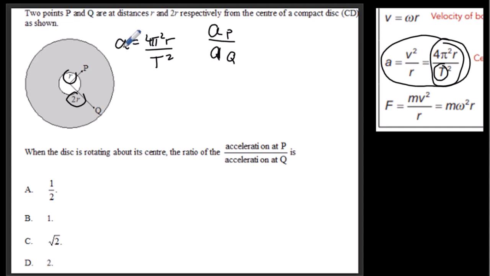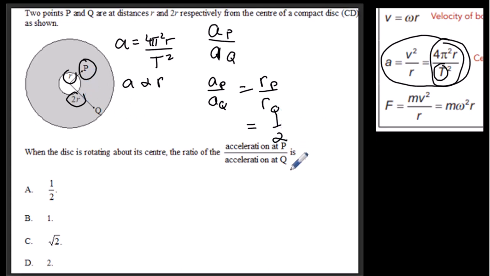So if A is equal to 4 pi squared over T squared times R, and 4 pi squared over T squared is just a constant, that means that A is proportional to R, which implies that our ratio AP over AQ should be equal to RP all over RQ. And RP is half as much as RQ. So we're going to get an answer of 1/2 here. So no muss, no fuss, quick and easy if we use the ratio proportionality equation.